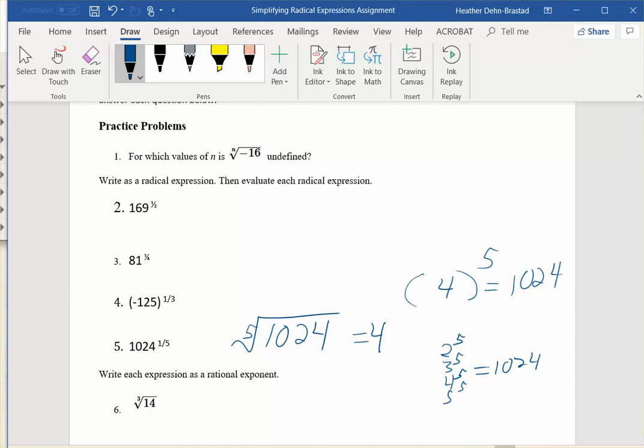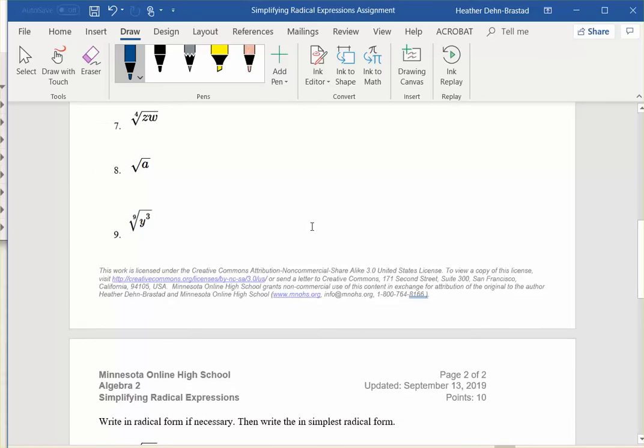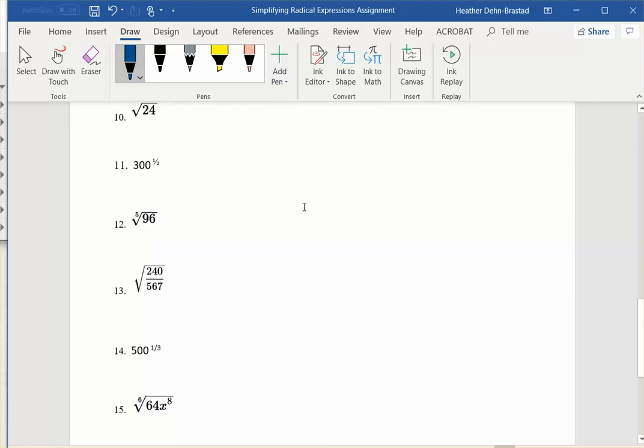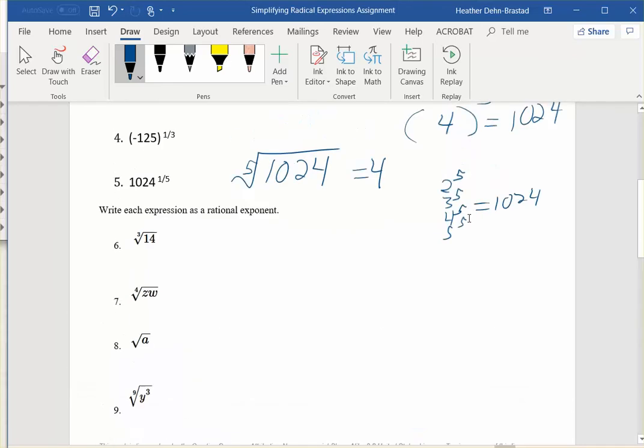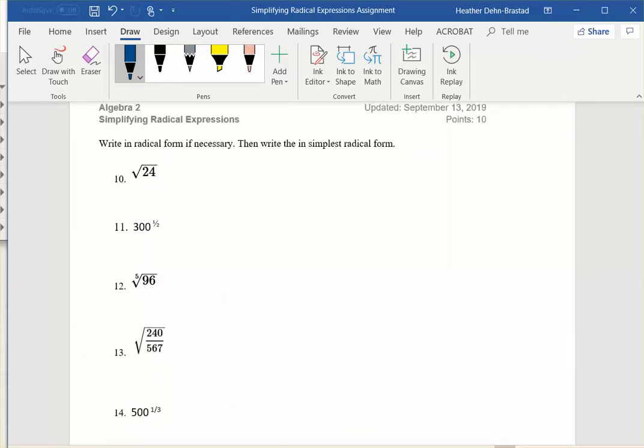Let's look at the next section. Again, this is covered by a video, how to write a radical in rational form. But I want to look at some of these on this page. It says first to write in radical form and then to write in the simplest radical form. So you might not be able to get a nice answer like 4 like we did for that one, but we'll be simplifying them. So some of them, like the square root of 24, this is the same exact thing as you did on the last worksheet, simplifying a square root. And number 11 is also going to be simplifying a square root once you rewrite it that way.